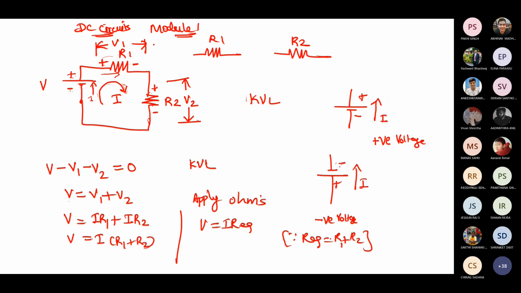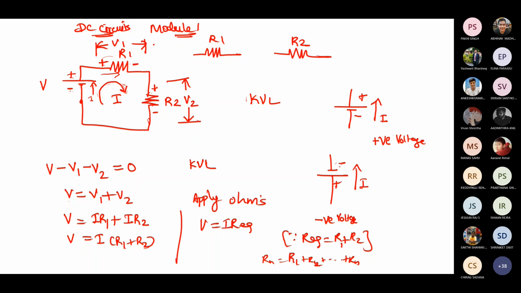Mathematically, I'm proving that if two resistors are connected in series, the equivalent resistance is the sum of the two resistances. If I have n resistors, what will be the equivalent resistance, students? All added up: R1 plus R2 up to Rn. This is a very simple first concept you already knew. If two, three or four resistors are connected in series, the equivalent resistance is the sum of all the resistors. That's the first thing.